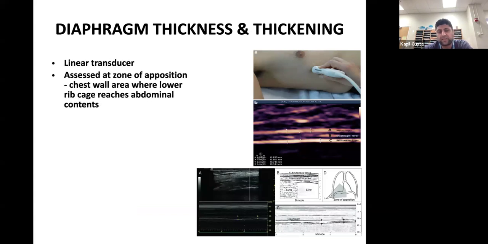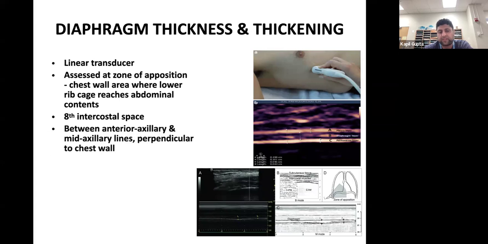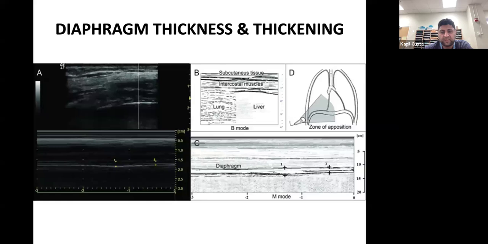For this, I use a linear transducer, and I assess the diaphragm at the zone of apposition. That is the chest area, as we can see in this picture, where the lower rib cage reaches the abdominal contents. Generally at the 8th intercostal space between the anterior axillary and mid-axillary lines, perpendicular to the chest wall. What we see is lung on the left side of the picture, liver on the right side, and on top subcutaneous tissue and subcostal muscles. Below them, as in this picture, you can see the diaphragm. That's all seen in M mode.